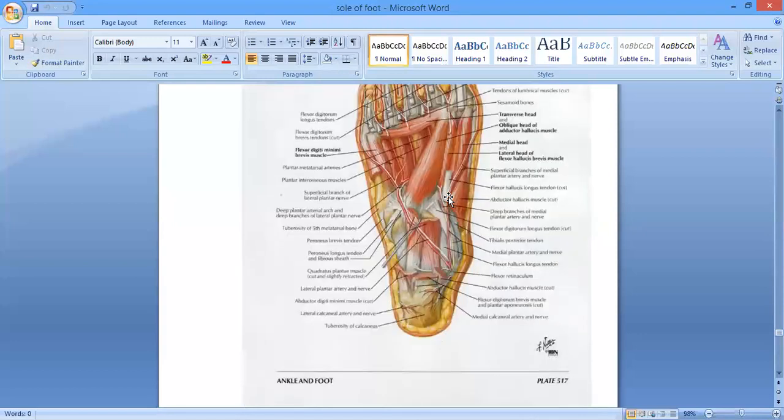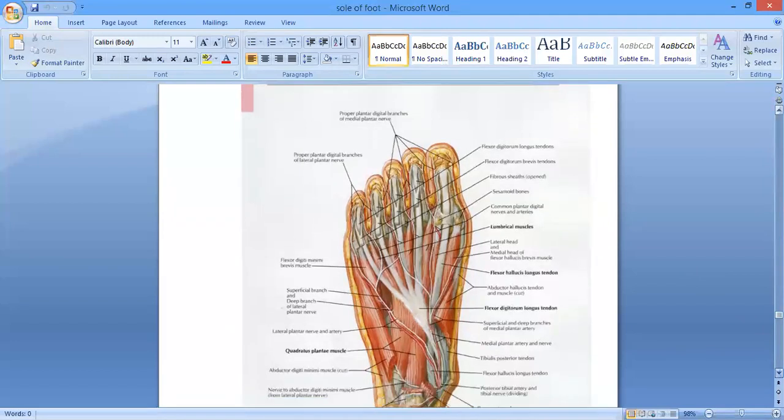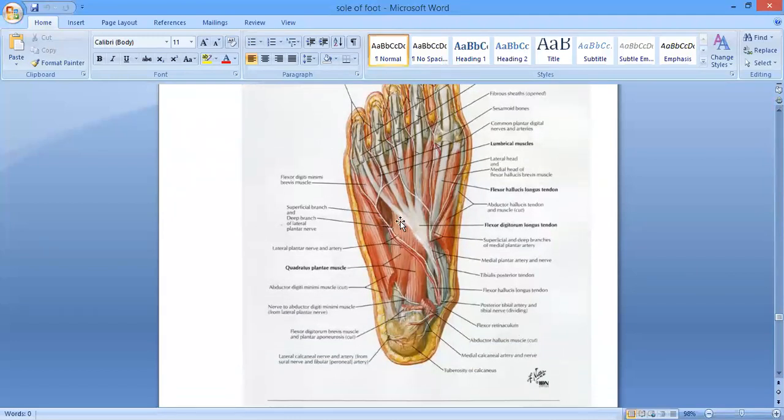Sir, accessorius second layer में नहीं होगा? Bete, I told you the flexor accessorius is another name of the quadratus plantae muscle. Clear?